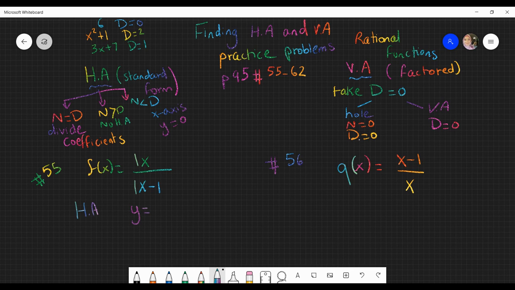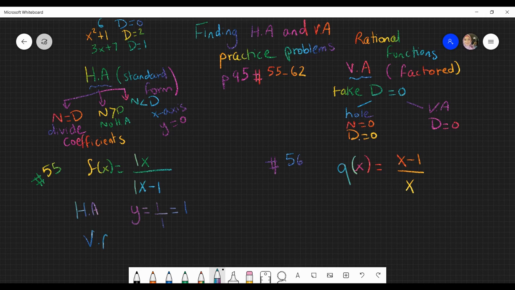Why? Because it's a horizontal line. And if you guys remember, y equals a constant is a horizontal line, and x equals a constant would be a vertical line. So always remember, it's a line, it's not a coordinate. So y equals 1 would be a horizontal asymptote for this function.